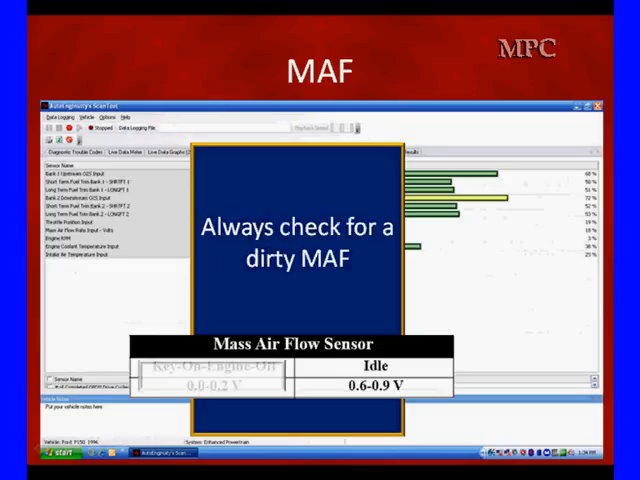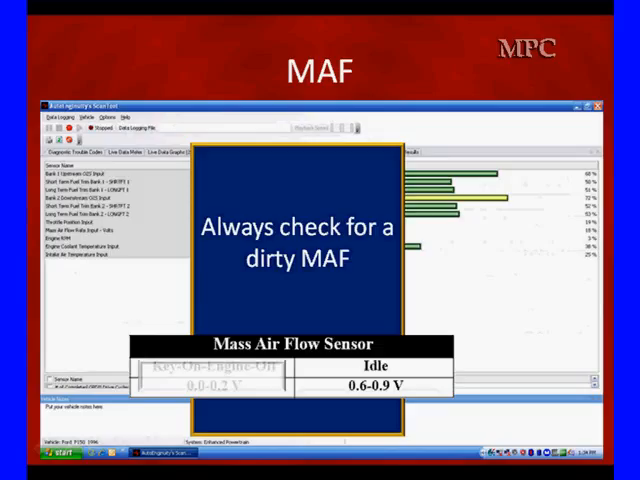Always check for a dirty mass airflow. We have frequent dirty mass airflows, all makes and models. Everybody says all the Fords are at fault, and there's a lot of dirty mass airflows on Fords, but they're not the only dirty mass airflows.